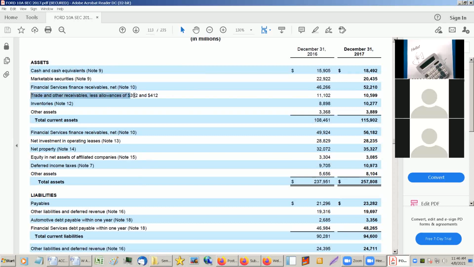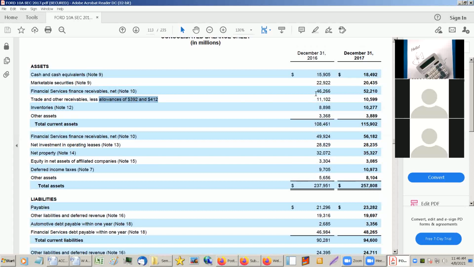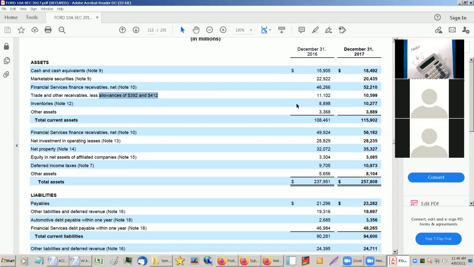And then here they have trade and other receivables. They say right in here what the allowances are. So the allowances were $392. So this is going to be the net. You know, they subtracted these out. So they are actually owed more than, what are these, millions or something? They've got big numbers here. If these are in millions, this is $11 billion. So they're saying of the $11 billion, that's after they subtracted out 392 million.